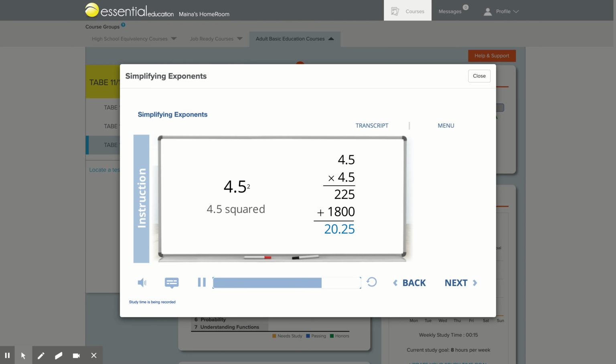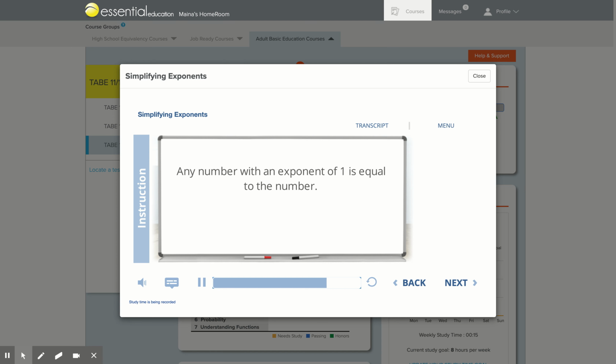There's just 2 more things I need to show you. Any number with an exponent of 1 is equal to the number. 4 to the first power is 4. 9.3 to the first power is 9.3. You get the idea. The other one is hard to understand, but easy to remember.